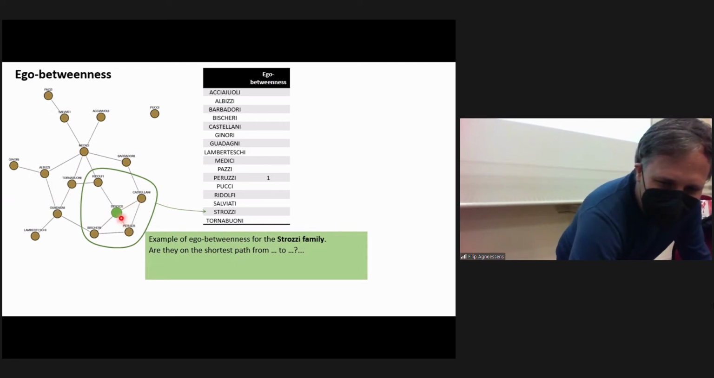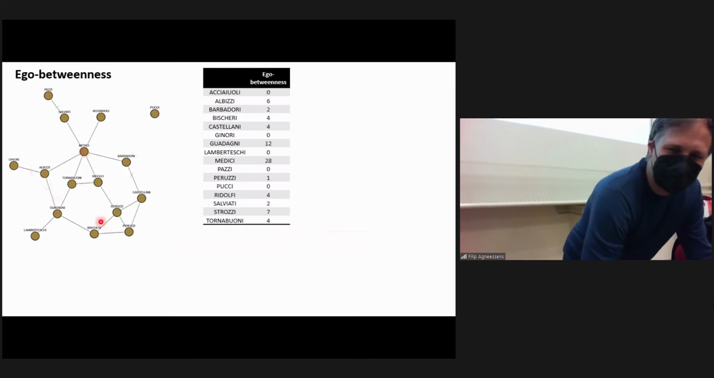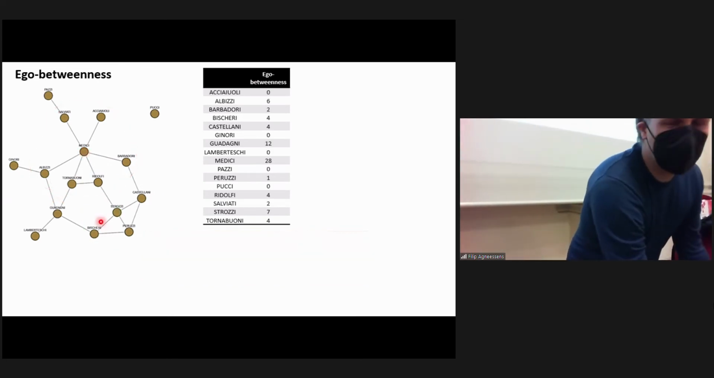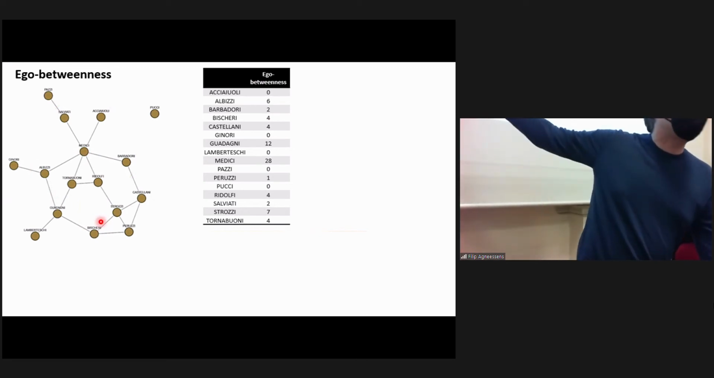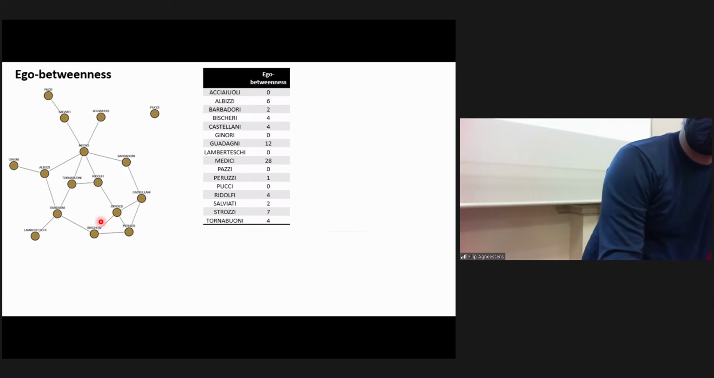What am I missing? I think I might be 7. Let's see if I have the answer. 7, yes. 3.5 over 7. And we can, of course, normalize it by taking the maximum and getting the values there.